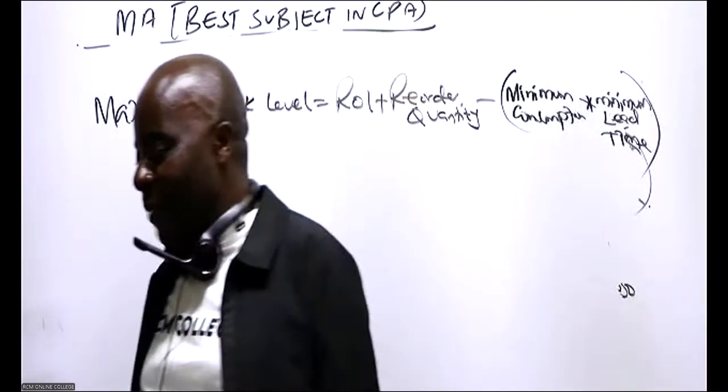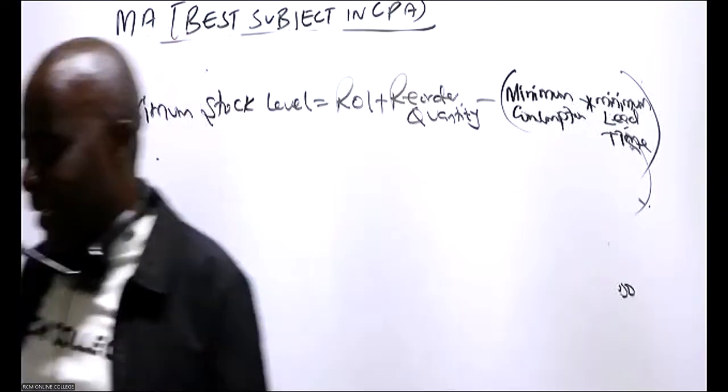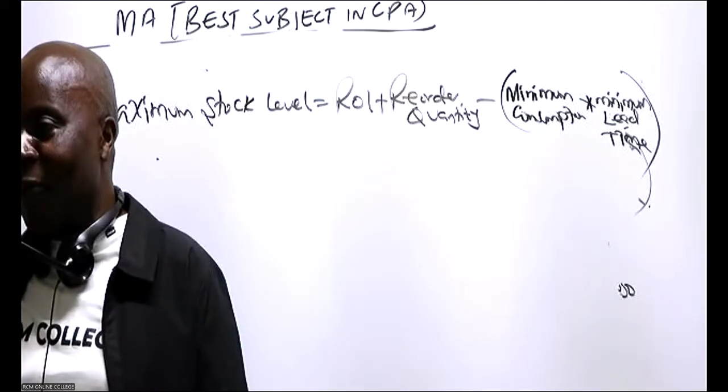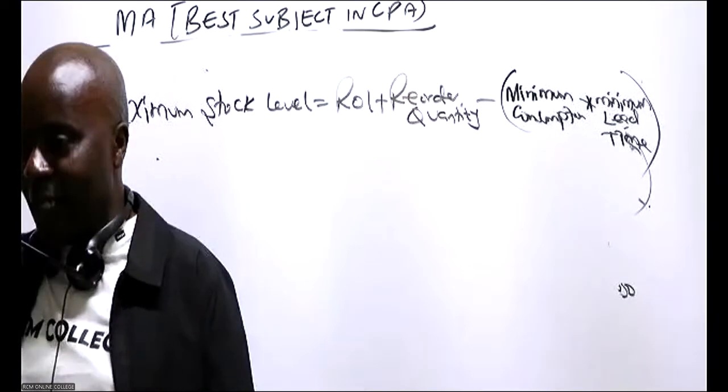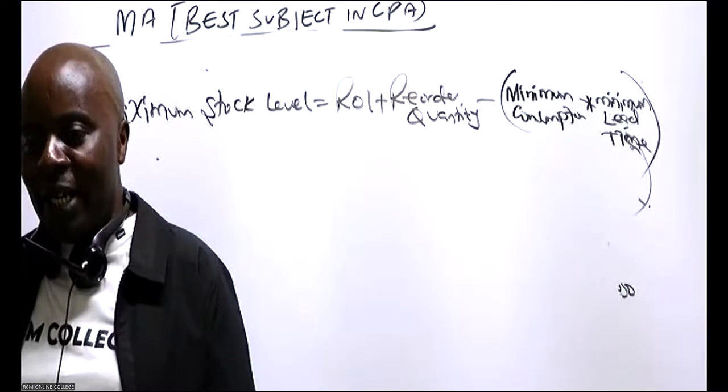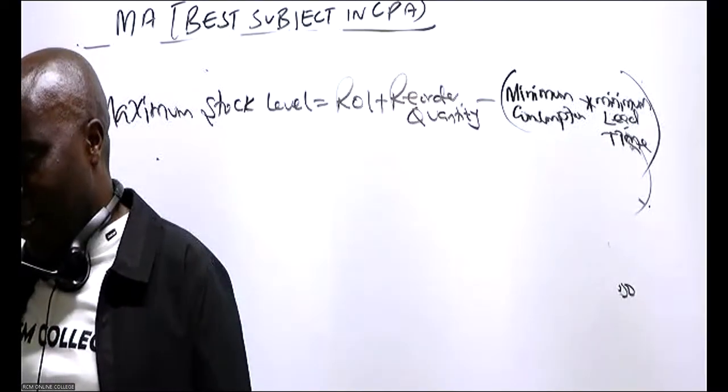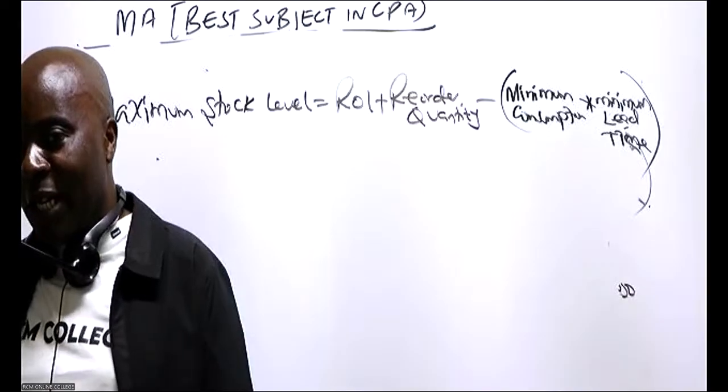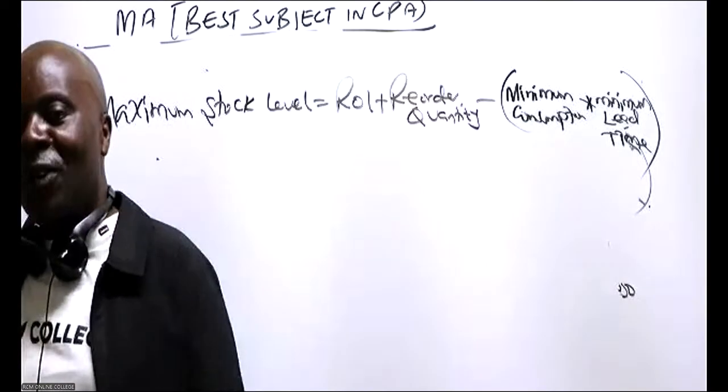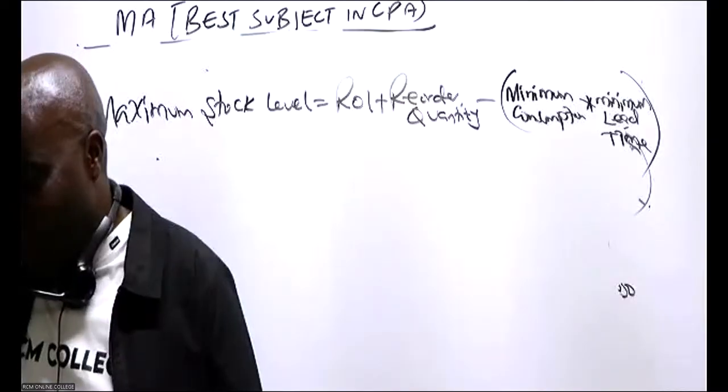So anytime they talk about maximum stock level, we are rolling and rocking. Rocking is the reorder what here? Quantity. Yeah, and then don't forget in brackets, for us to have a bigger spread, we're using minimum.